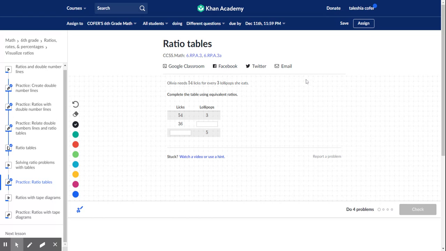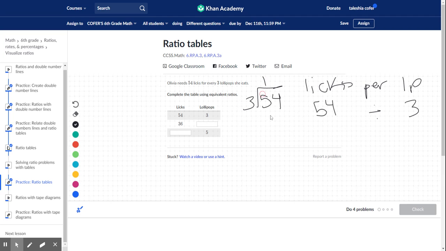So first, I want to figure out licks per, I'm going to put an LP because I don't have enough room to write lollipop. So we do know that 54 licks, that was for 3 lollipops. The word per means to divide. So I need to figure out what 54 divided by 3 is.